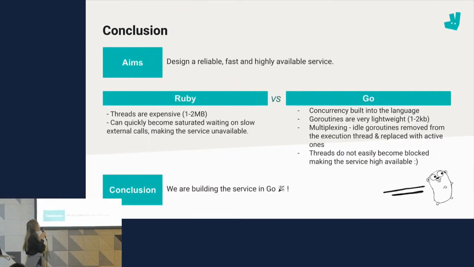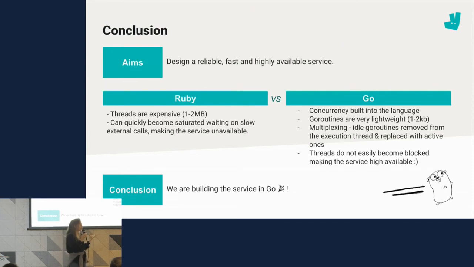So in conclusion, we wanted to design a reliable, fast, and highly available service. With Ruby, we saw that threads are expensive and that they can get blocked very easily if there's a slow database query or a slow request to an external service. And with Ruby on Rails, that's even worse. With Go, concurrency is built into the language with these amazing things, Go routines. And the Go routines are multiplexed on and off the native threads, and so services are highly available.